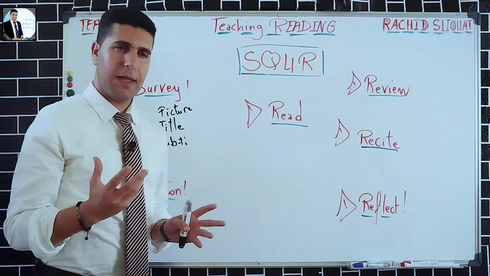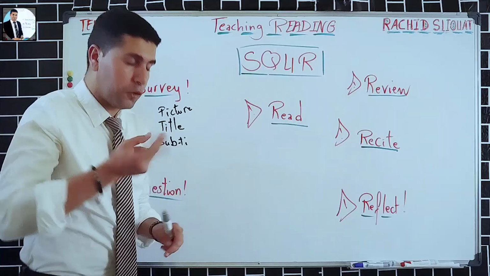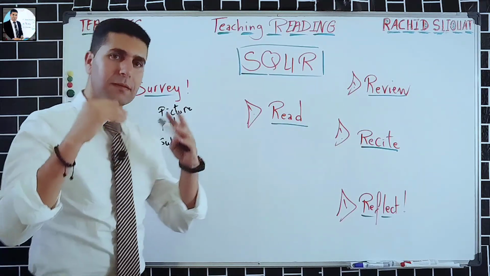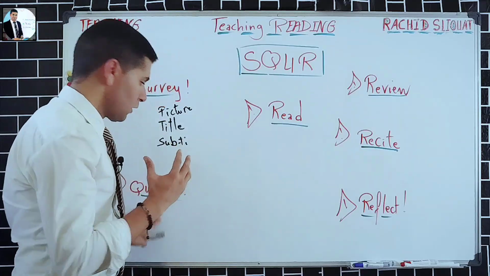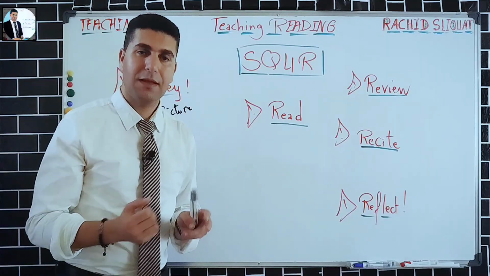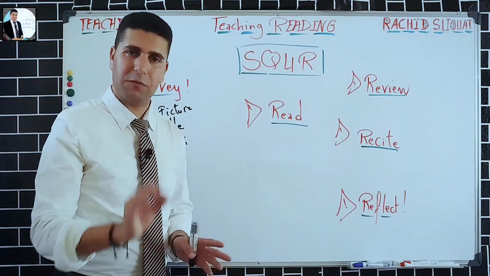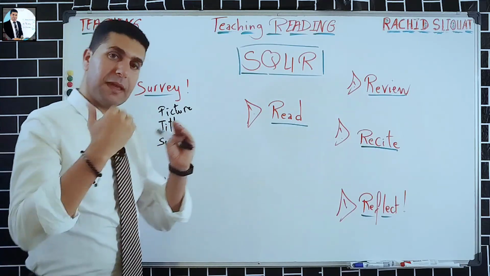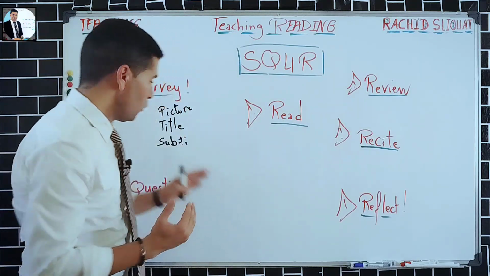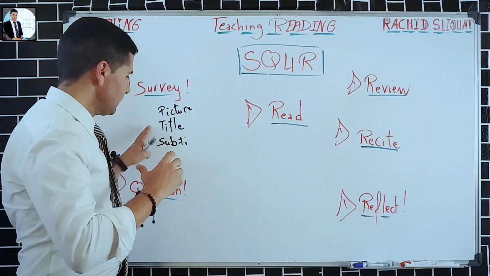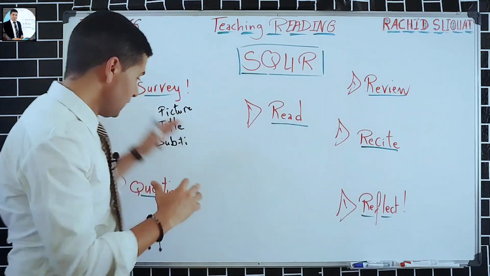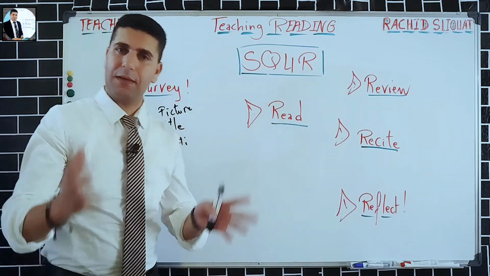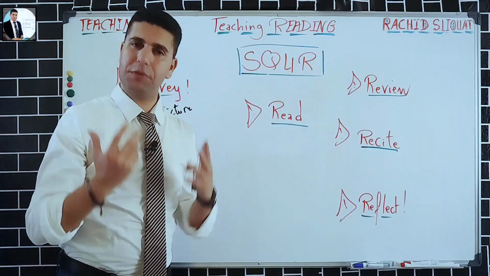Now, questions. What do we mean by questions? It means to turn the title or subtitles into questions, to anticipate or predict some questions that the text might answer. It's better to write them on a piece of paper or a notebook. So this is what we mean by questions. And as you can see, both of them take place before reading, in the pre-reading phase.